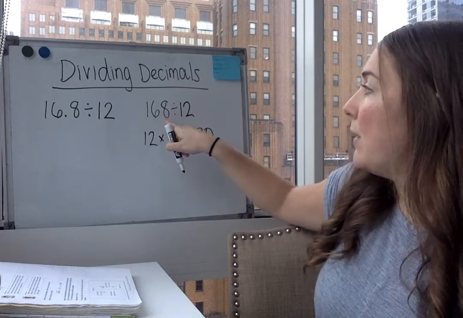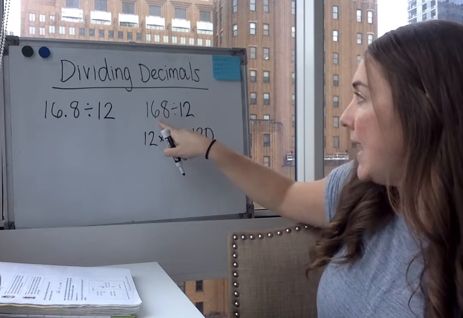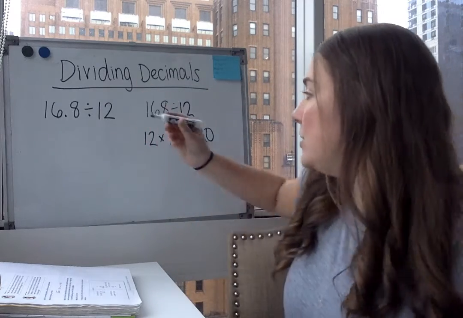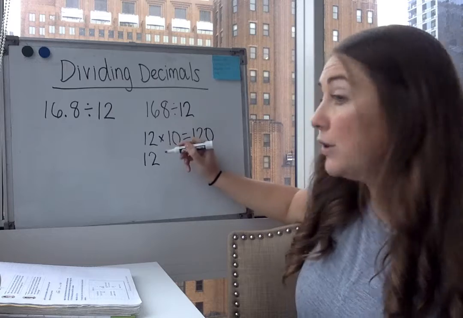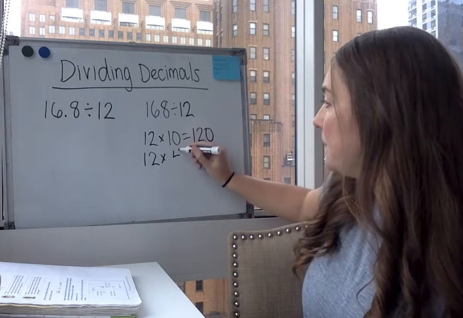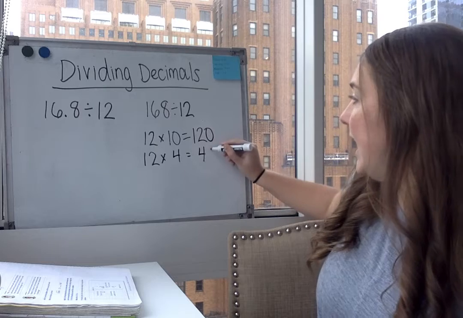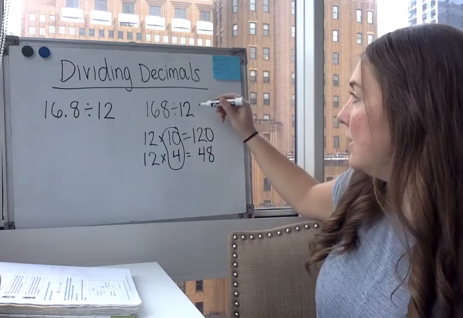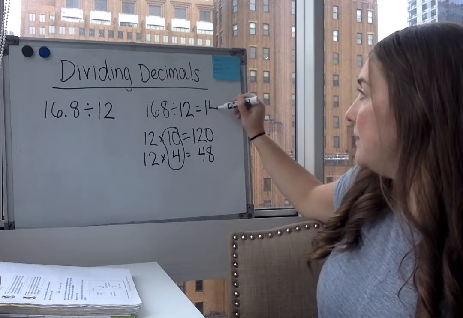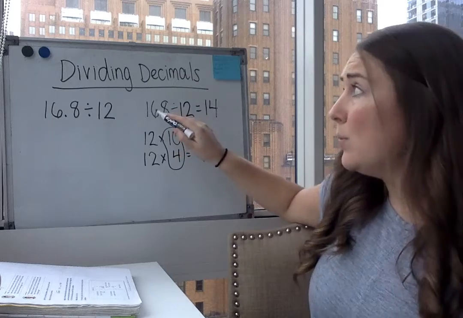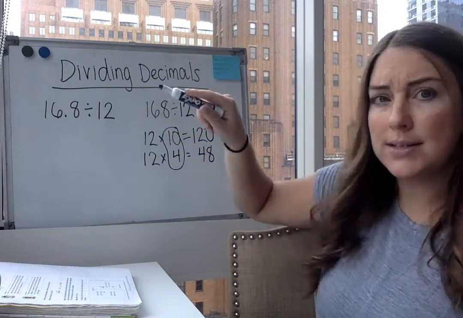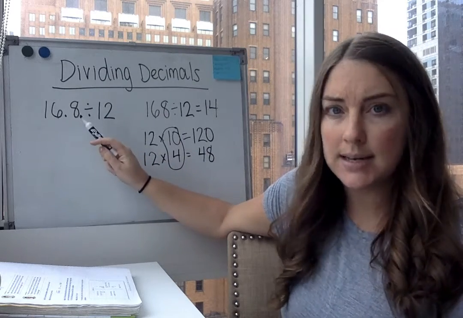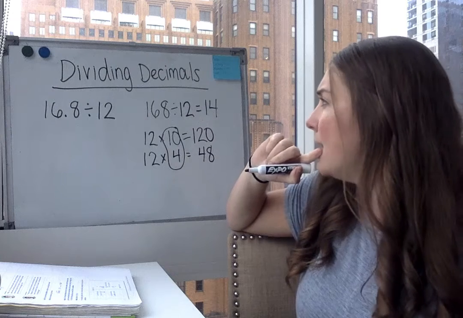Okay? So now I just want to quickly look. 168 minus 120 is 48, which is great because you all, as mathematicians, know fluently that 12 times 4 is 48. Okay? So your answer is right here, which is 14. Now, we know 168 divided by 12 is 14, but wait a second, the original problem is 16.8, or 16 and 8/10 divided by 12.